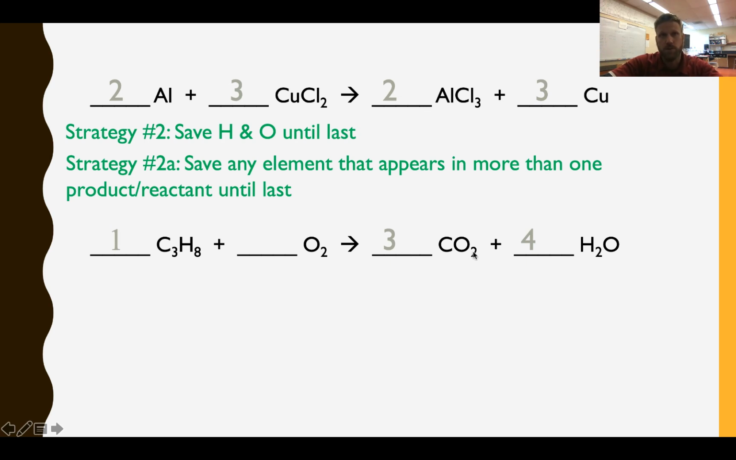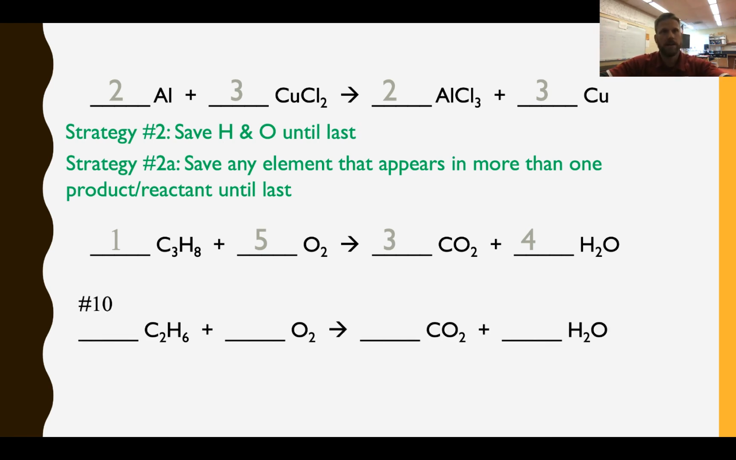3 times 2 here in carbon dioxide gives me 6. 4 times 1 in water gives me 4. That gives me a total of 10 oxygen atoms on the product side. Well, to get 10 oxygen atoms on the reactant side, I will need a 5 as the coefficient for O2. There you have it, a balanced reaction.